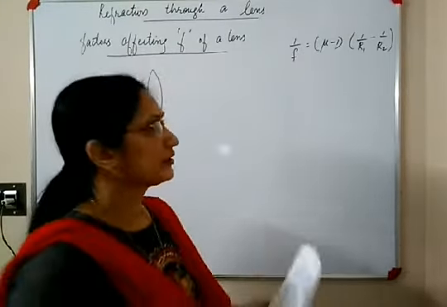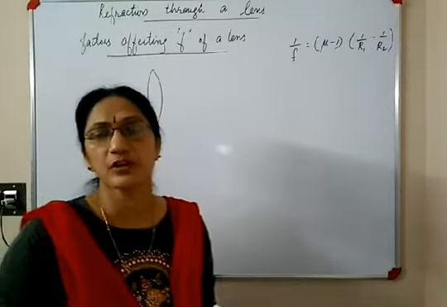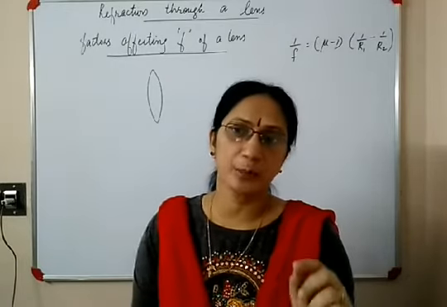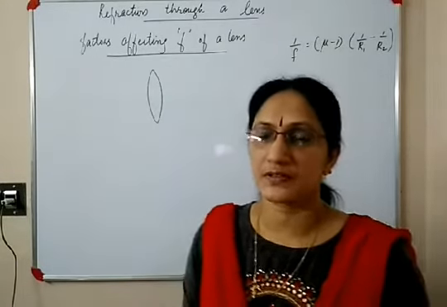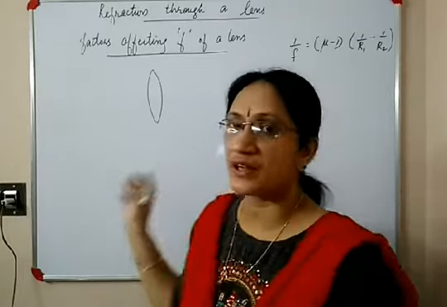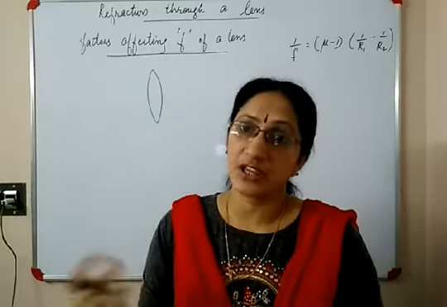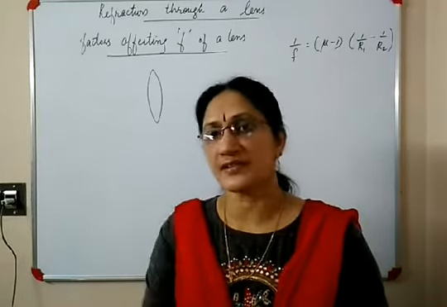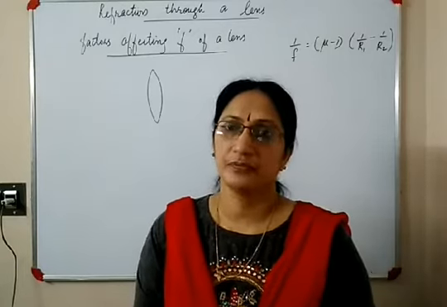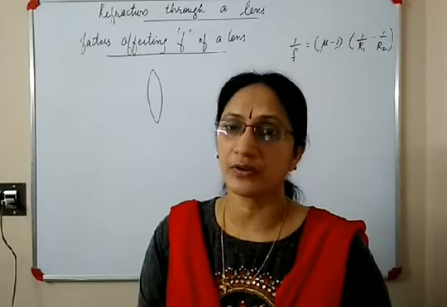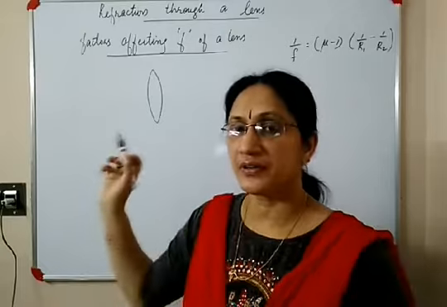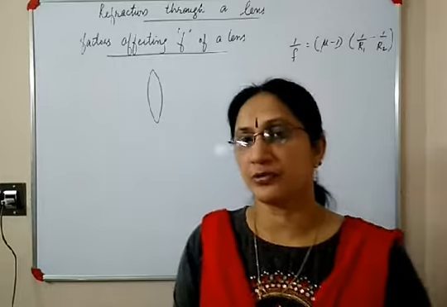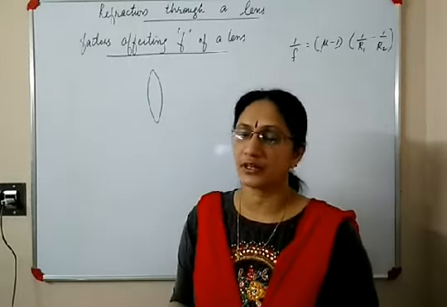Now next topic, the factors affecting the focal length of a lens. You know, focal length means the distance from the optical center to the principal focus. Since we are discussing a double convex or equiconvex lens, the first focal length and second focal length are the same, because the radius of curvature of both the spheres is of the same size, which means f1 and f2 are equal.